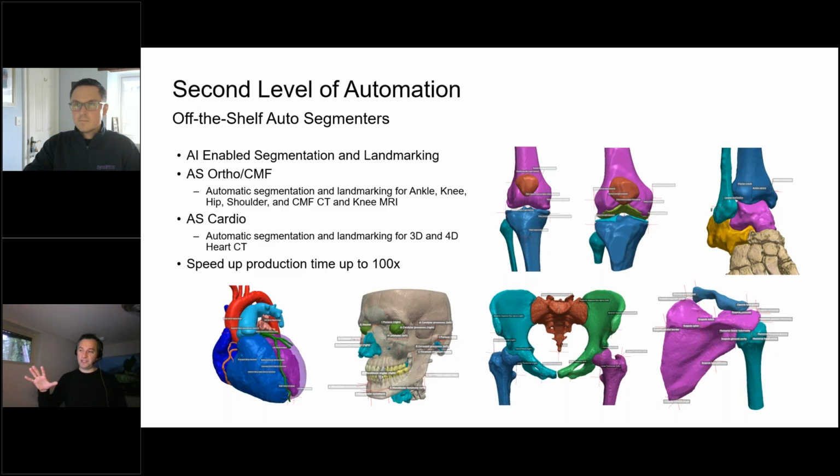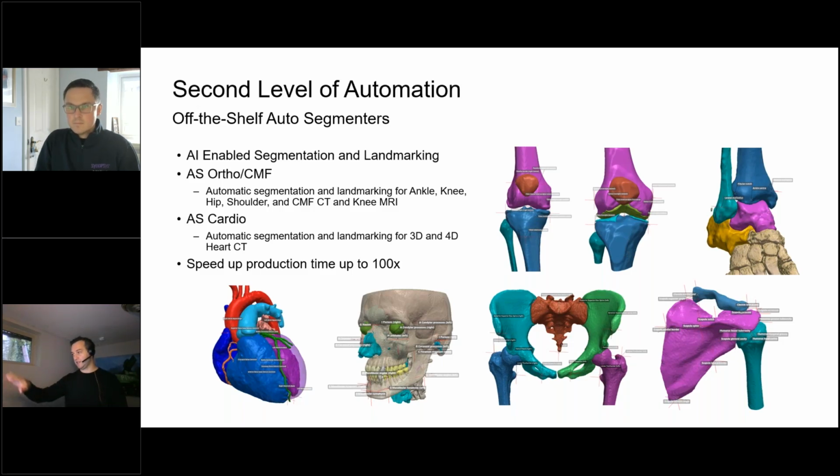The second level of automation is our off-the-shelf machine learning-based AI tools. This is AI-enabled segmentation and landmarking, where we can automatically segment your geometry of interest and do the landmarking. We have 2 tools for this. One is called AS Ortho CMF, which is automatic segmentation and landmarking for the ankle, knee, hip, shoulder, and CMF, craniomaxillofacial, for CT. And then we also do knee MRI.